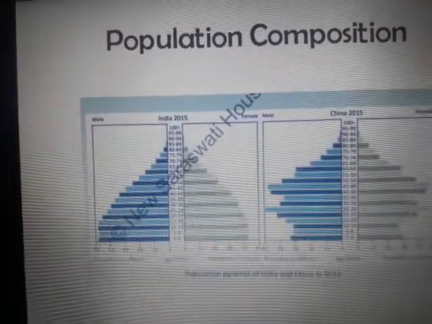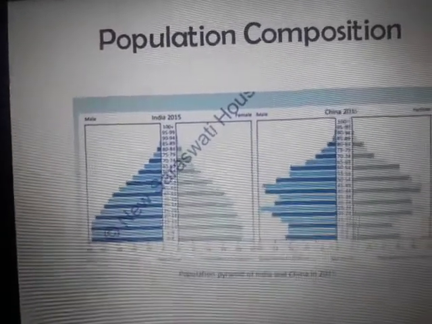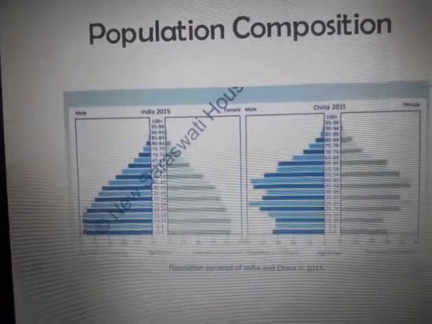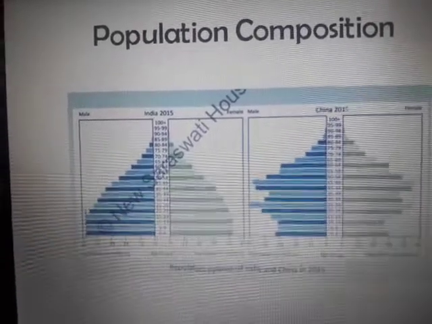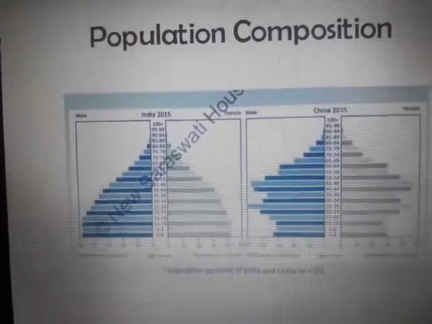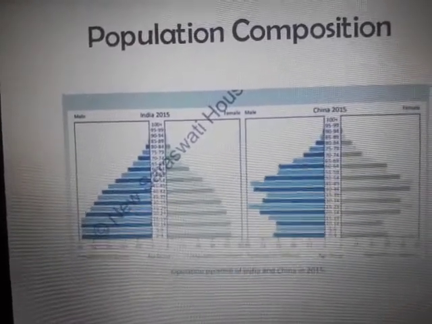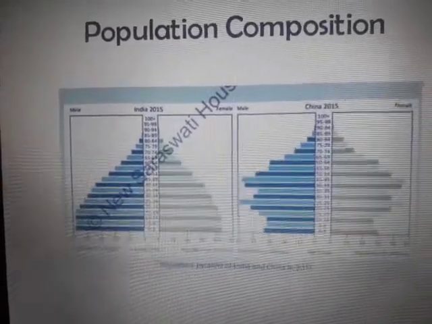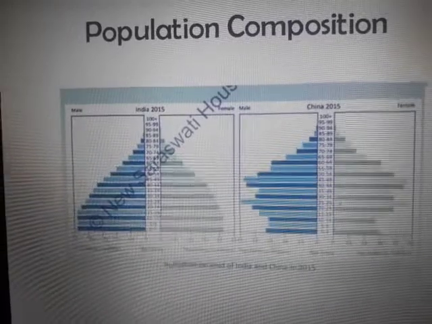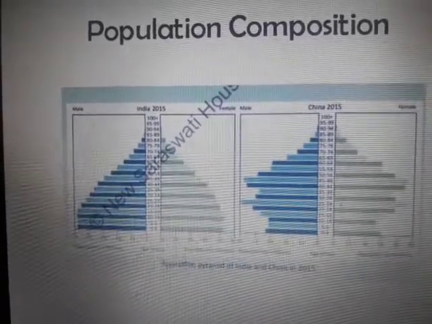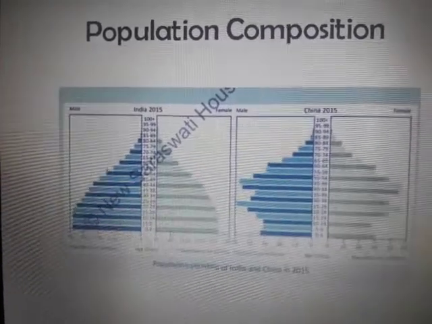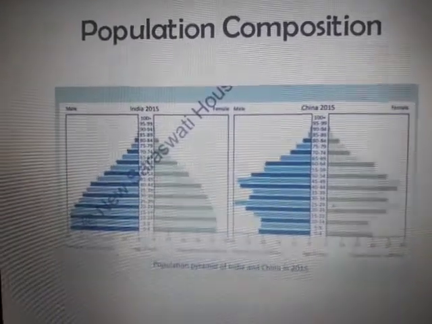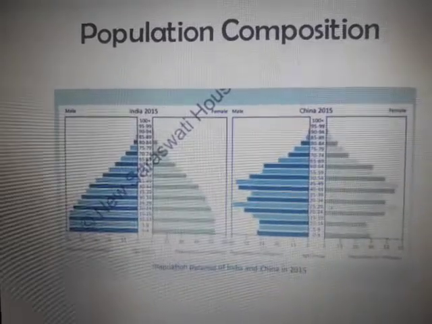This is the population pyramid of India and China. See, on the horizontal scale, males are on the left hand side, females are on the right hand side, and same with China. This is the graph which represents population composition of India and China for the year 2015.